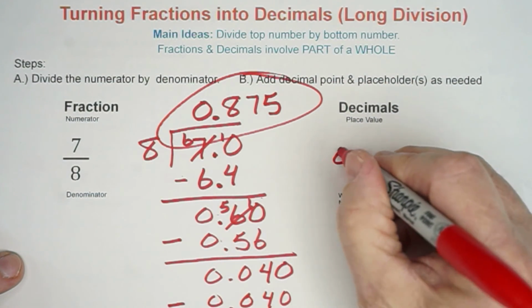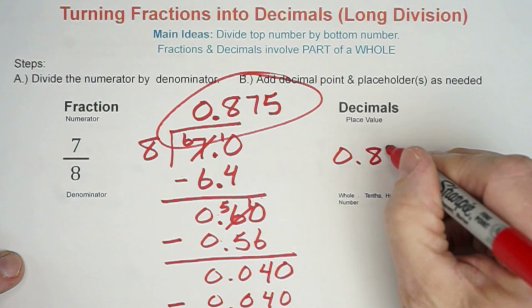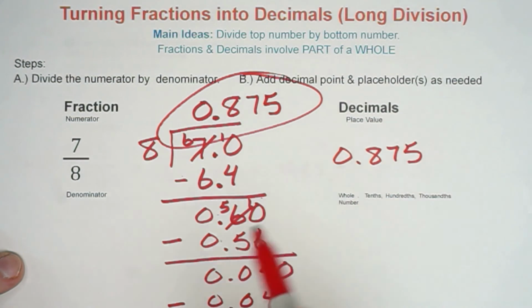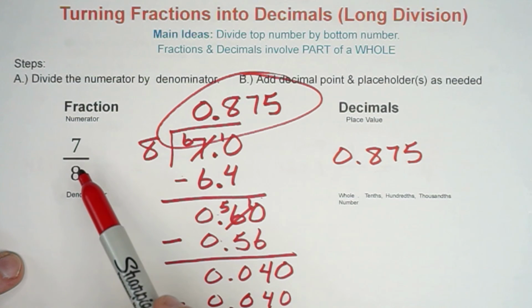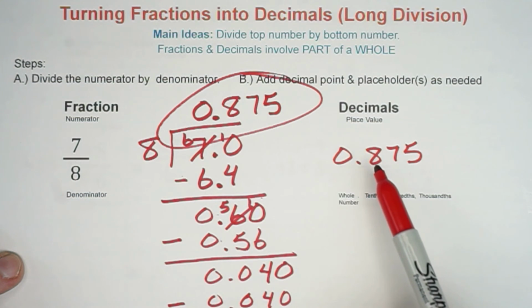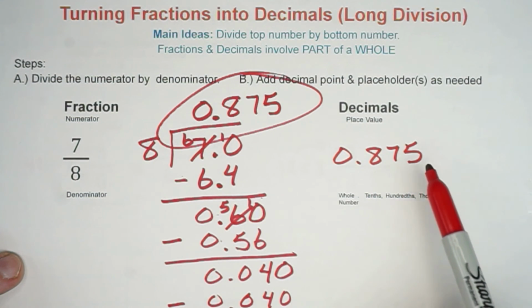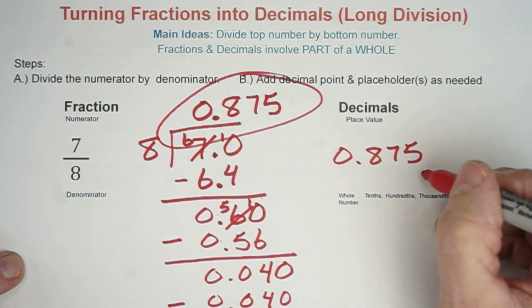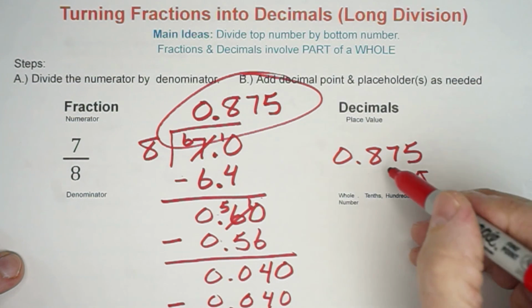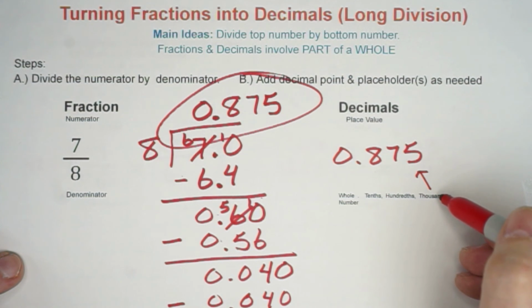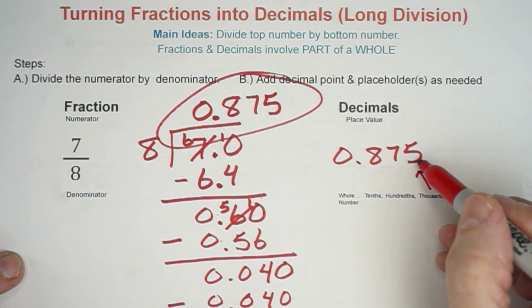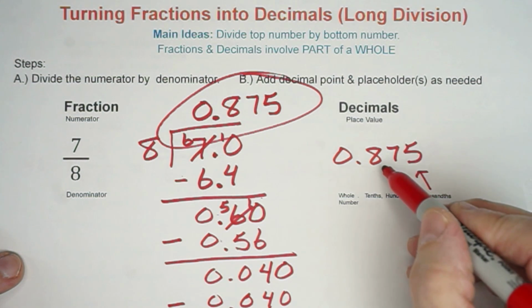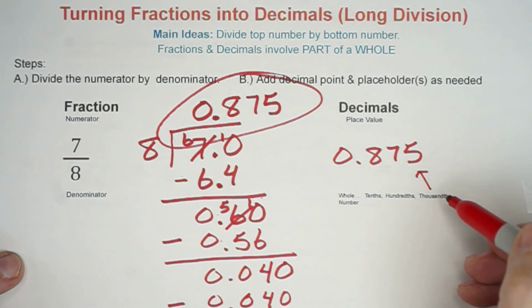So our answer would be 875 thousandths. In other words, 7/8 fraction would turn into the decimal 875 thousandths. And the reason why we say thousandths is, see how the 5 is in the thousandths place value? So you just say the name of the last place value. In other words, 875 thousandths.